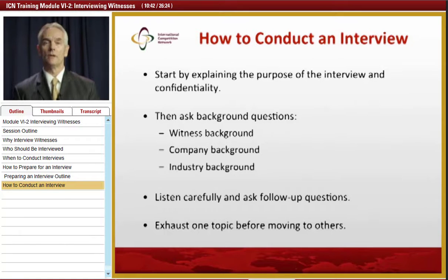As you conduct the interview, listen carefully and think about the follow-up questions that you want to ask in response to the answers that the witness is giving you. And generally, it's better to try to exhaust one topic before moving on to others.